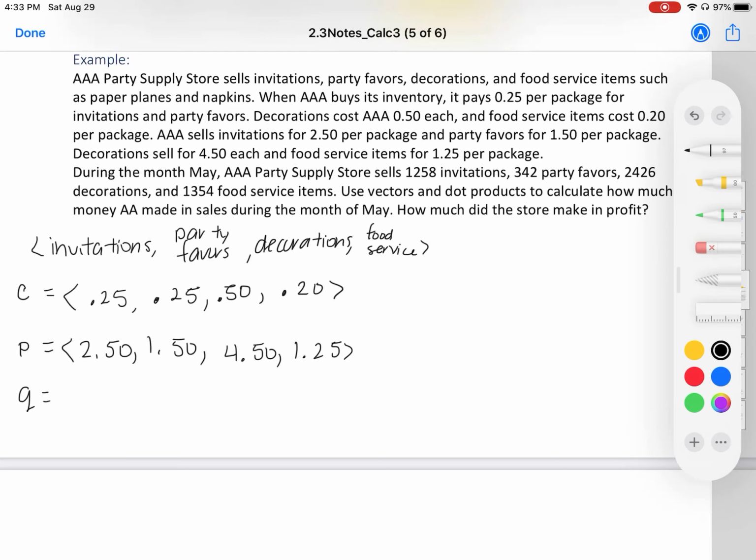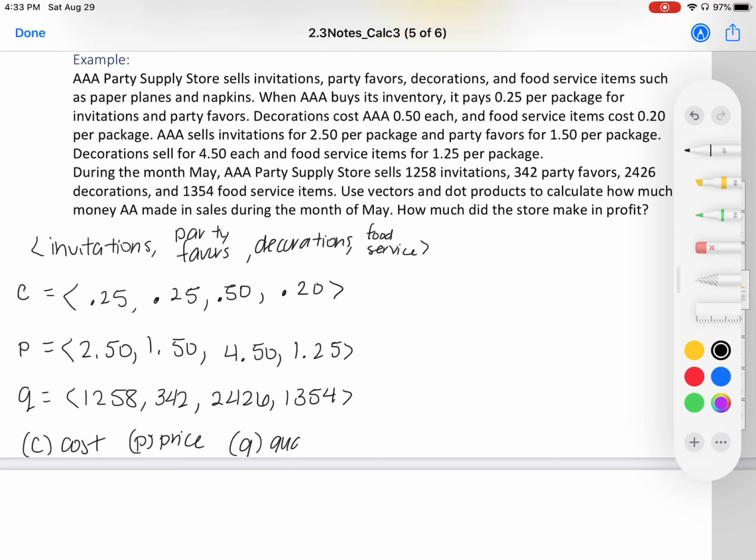All right, now we want to make a list of quantities of how much of each item was sold in May. So we have 1,250, 342, 2,426, and 1,354. All right, so just to remind you, C is cost, P is our price, and Q is our quantity. And we have these vectors to help us keep track of this information. Now our question is, how much did the store make in profit? That's what we want to find.